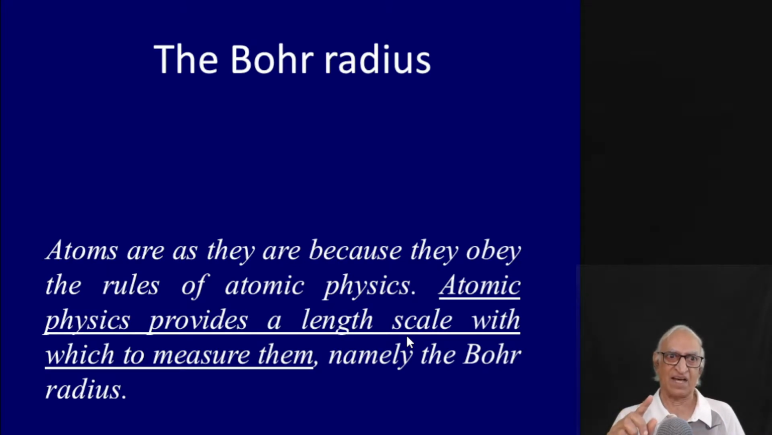And he says the answer is the following. Atoms are as they are because they obey the rules of atomic physics. What are the rules of atomic physics? The centrifugal force experienced by the electron is balanced by the attractive Coulomb force. And angular momentum comes in multiples of Planck's constant. These are the two rules of quantum physics, and these are the rules that atoms have to obey. And the atomic theory, which was constructed by Niels Bohr, provides a length scale with which to measure them, namely the Bohr radius.